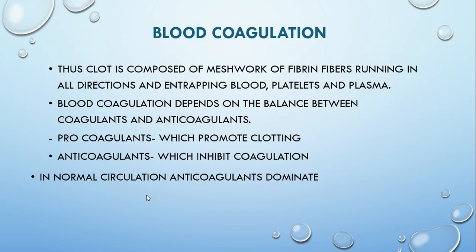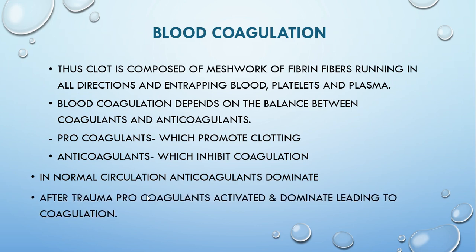The blood coagulation depends on the balance between the coagulants and anticoagulants. In normal circulation, the blood doesn't clot due to the presence of anticoagulants. The procoagulants are the substances, proteolytic enzymes, which promote clotting, whereas anticoagulants inhibit coagulation.